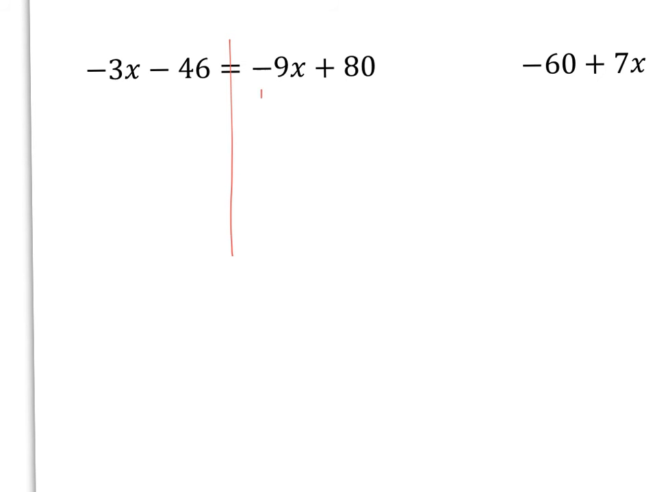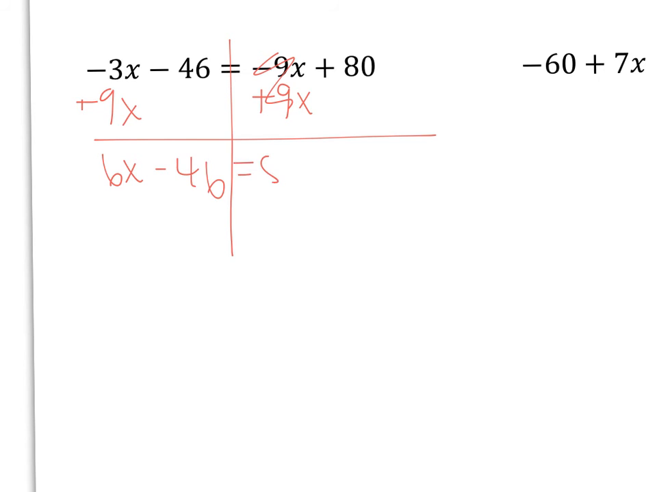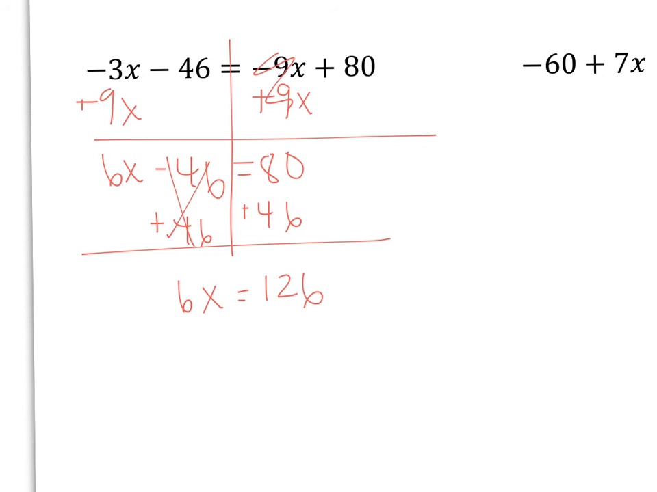All right, so let's add 9x to both sides, excuse me. And I get negative 3 plus 9x is 6x minus 46 equals 80. Add 46 to both sides, and 6x equals 80 plus 46 is 126. And then the last step to undo 6 times x would be to divide by 6, and x equals 21.